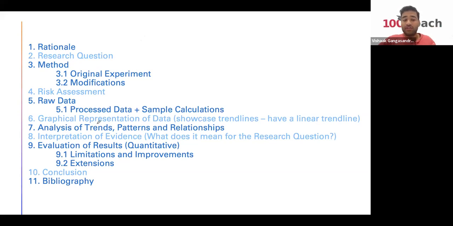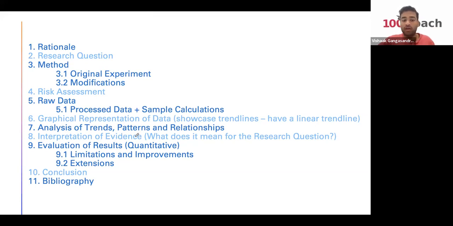Graphical representations of data is the next section. Okay. Again, this is just showcasing the trend line, shouldn't count towards your word count. Analysis of trends, patterns, and relationships. This should probably be about 300 words, right? Talking about the specific trends, patterns, relationships, and your gradients. Okay. And you have your interpretation of evidence. This should be about 400, 500 words, right?